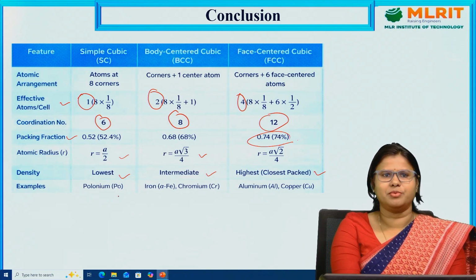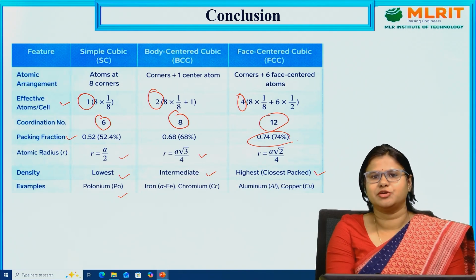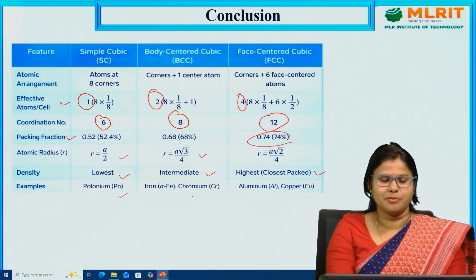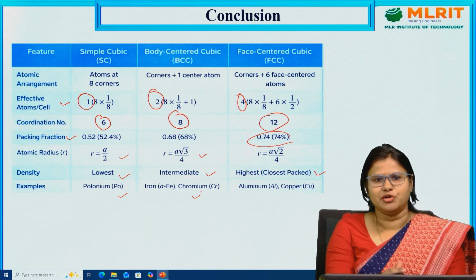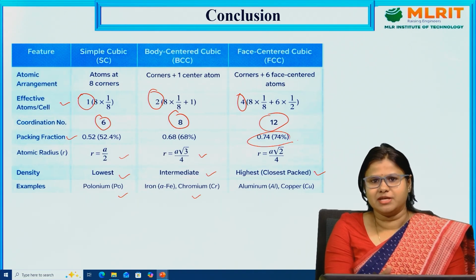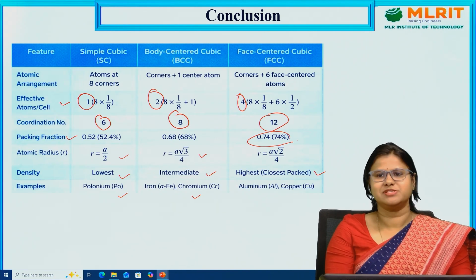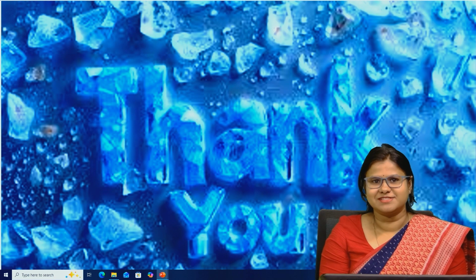A few examples: for simple cubic crystal, polonium; for body centered cubic crystal, iron and chromium; and for face centered cubic crystal, aluminium and copper. So this is all about the cubic crystal system.